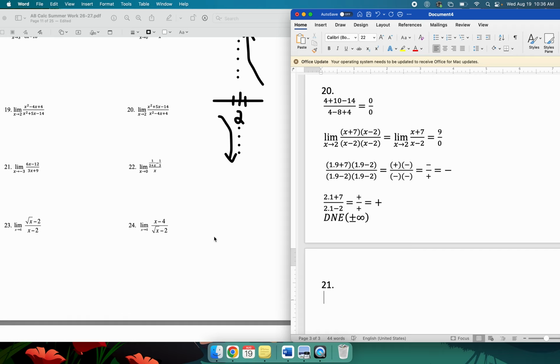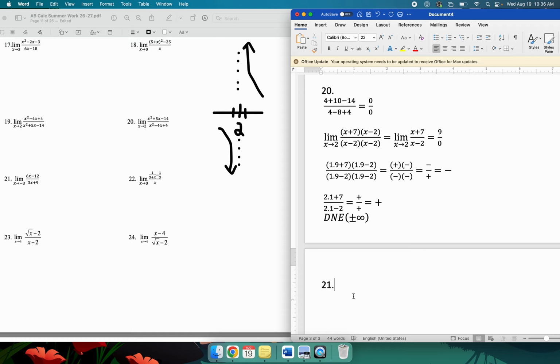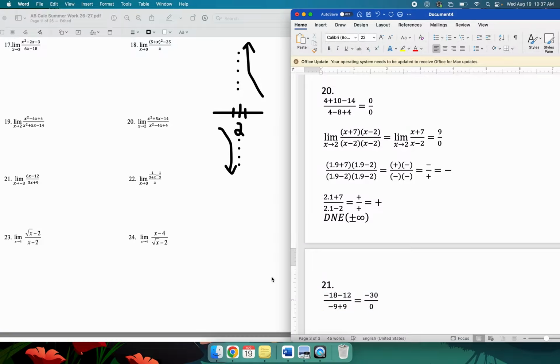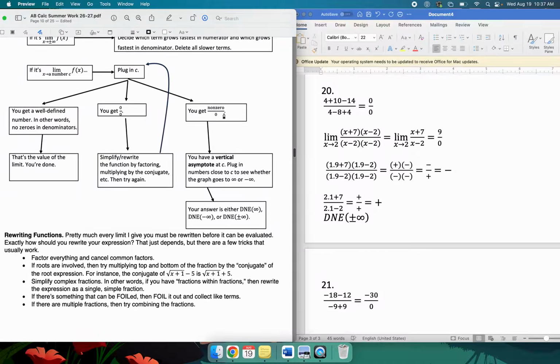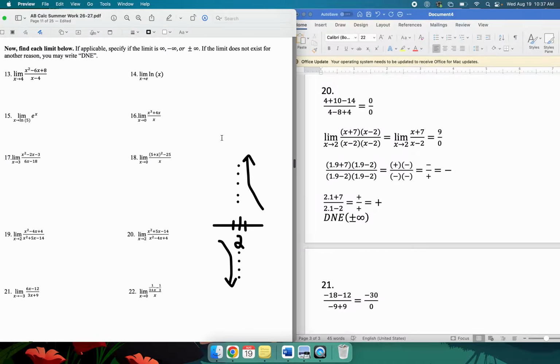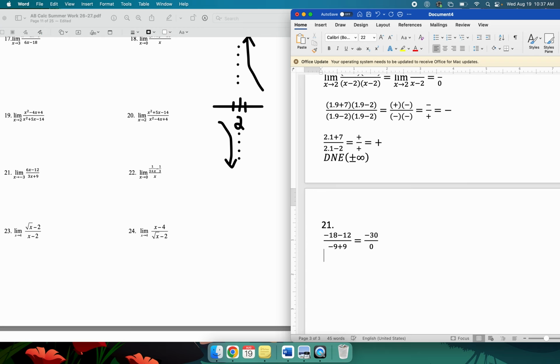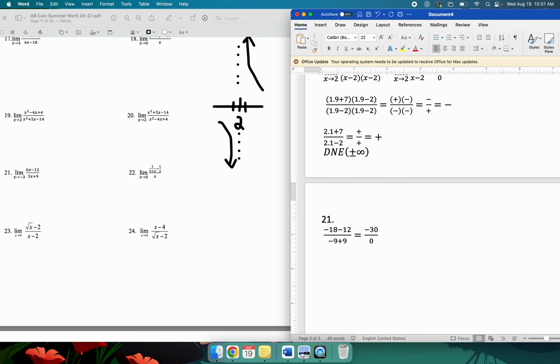21, I'm going to plug in negative 3. So if I plug in negative 3, I get negative 18 minus 12 over negative 9 plus 9. That gives me negative 30 over 0. That is a non-zero number over 0. We are once again in this case right here, so that means we have a vertical asymptote, and we have to investigate what's going on. If you want more details about how this works, I did it in gruesome detail in the previous problem. Here, I'll do it very quickly.